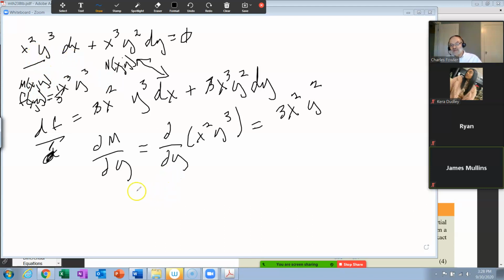We also take the partial of N with respect to x, because that is the opposite variable.